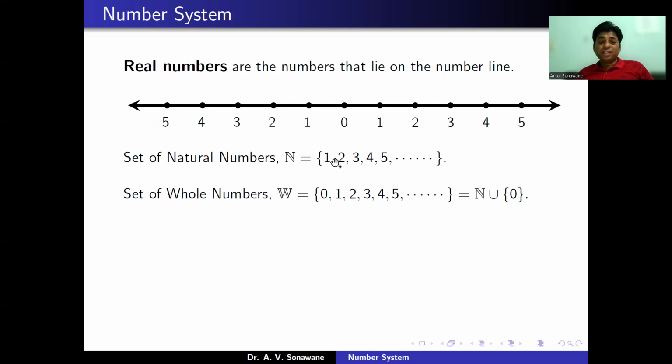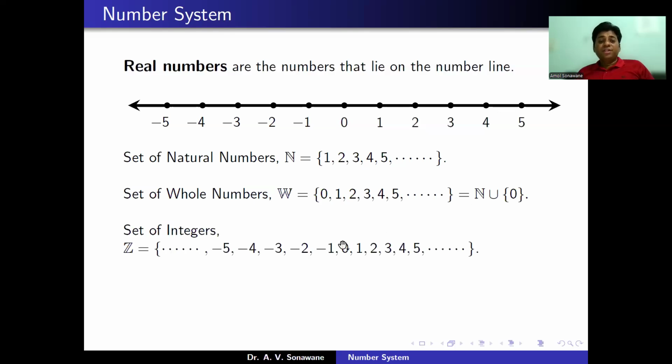If we include 0 in natural numbers, we get whole numbers and we can see that all whole numbers also lie on the number line. If we include -1, -2, -3, -4, -5, and so on in whole numbers, we get a set of integers, and all integers also lie on the number line. Set of integers is also expressed as a set whose elements are 0, 1, -1, 2, -2, 3, -3, and so on. Because in a set, order of elements is not important and it does not matter.